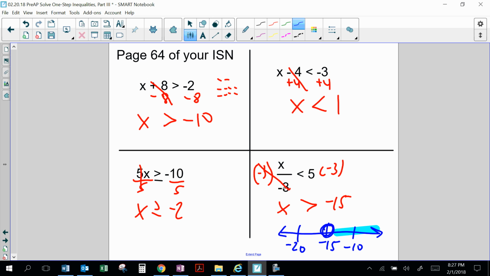0 divided by -3 is 0. Is 0 less than 5? Yes. If you had not reversed it, your test point would have not worked.